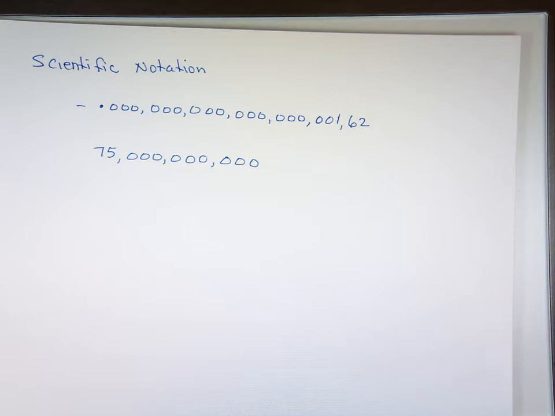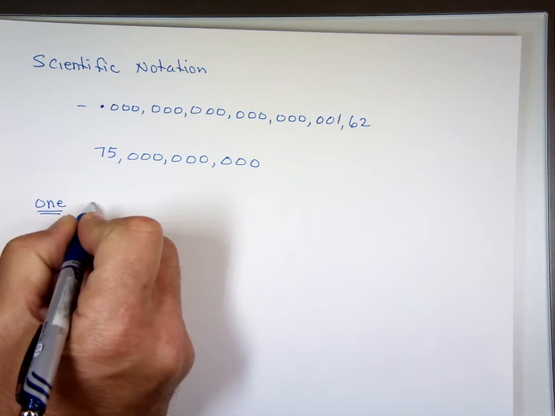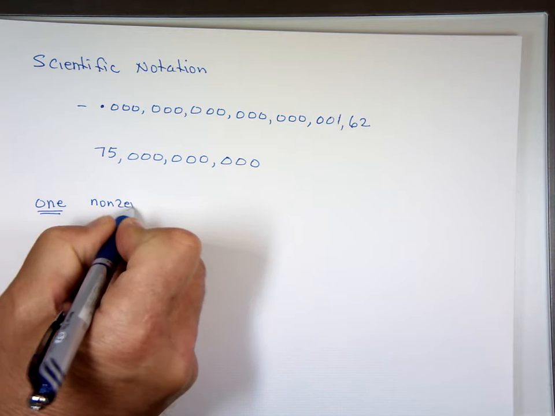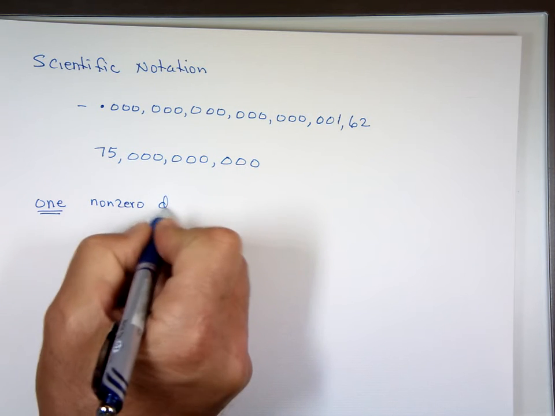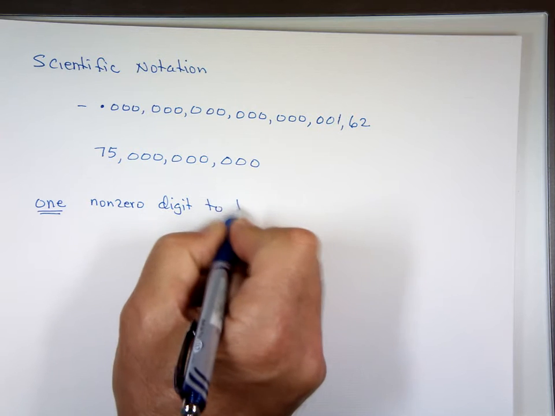And scientific notation says you can only have one non-zero digit to the left of the decimal point. One, just one, can't have two. And it can't be zero. Non-zero digit to the left of the decimal point.